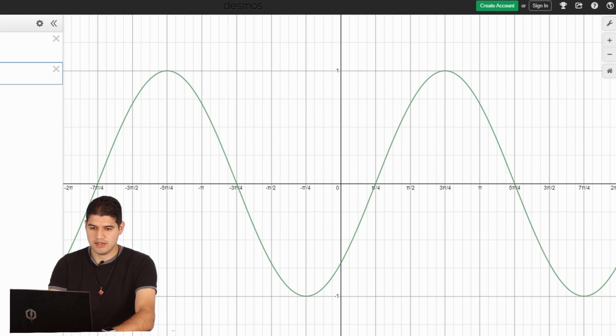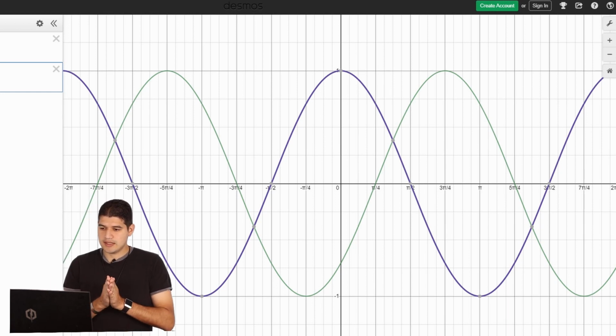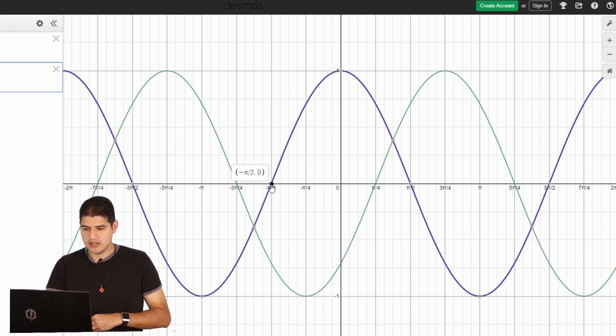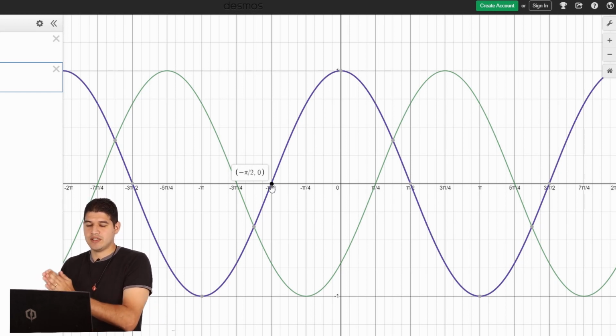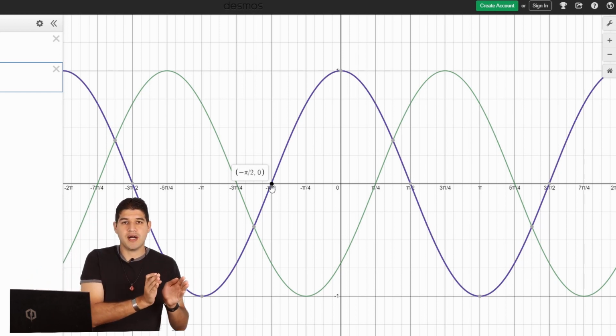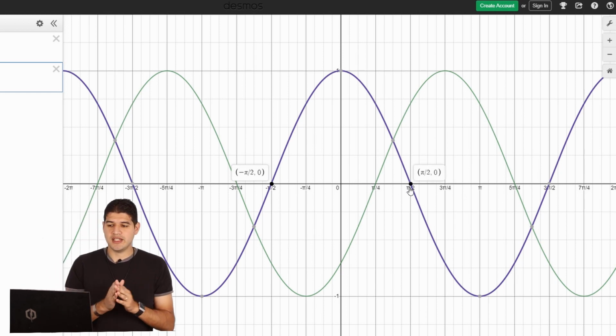So let's see what happens when we add pi over 2: sine of x plus pi over 2. Okay, there we go. What we notice here is that everything got shifted to the left by pi over 2. Originally we were at 0, 0 and it was going up, so that point got shifted to the left by pi over 2. You might wonder which way it got shifted.